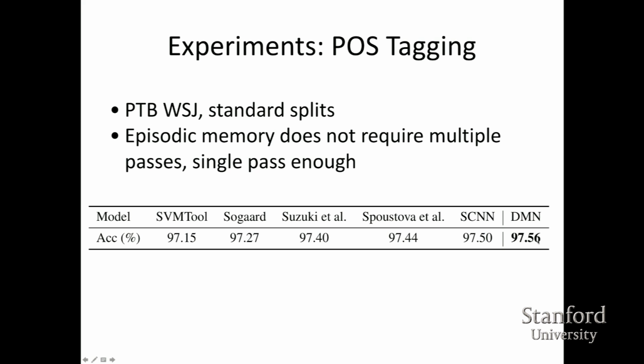But really, personally, who cares about a 0.06 improvement on a task like part-of-speech tagging. But it's good to see that it can very accurately also predict sequence tasks. That's sort of the main takeaway message here.